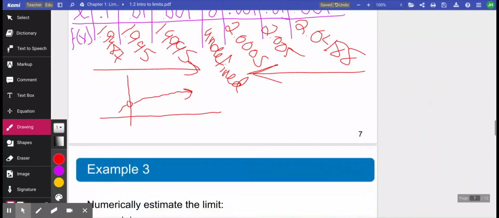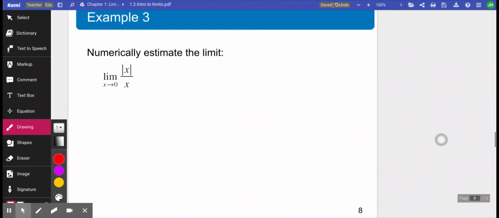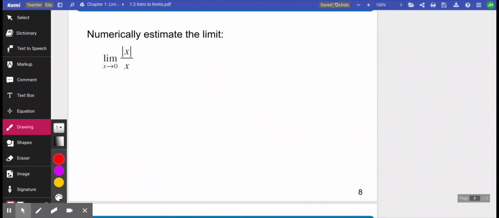Let's see where we are on time. Let's do just one more and we'll be done for this video. All right, so this one, we've got an absolute value of x over x, and we're approaching 0. Now, in this one, I'm going to use some values that are pretty close to 0, but maybe not quite as close as we did in our last one.